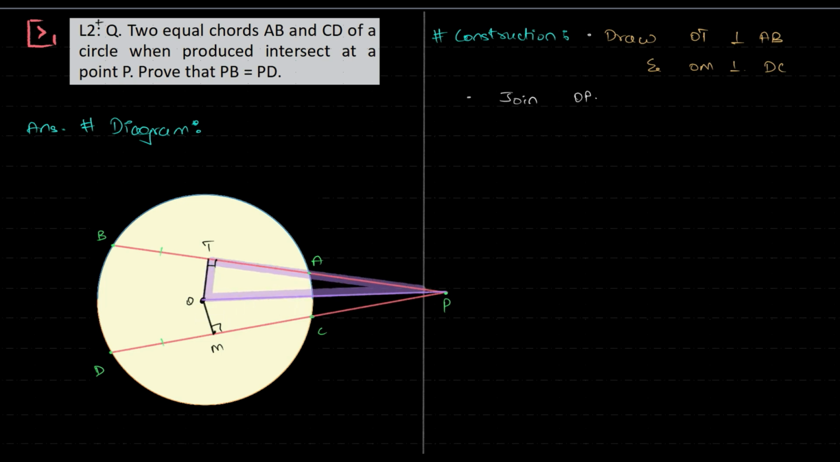Or sorry, congruency. Similarity comes in the other grade. So which two triangles? Clearly these two triangles. Okay. So how do you prove that these are congruent? Quite simple. The writing is a bit lengthy though, but the concept is simple. First we need to write to prove: we have to prove that PB is equal to PD.